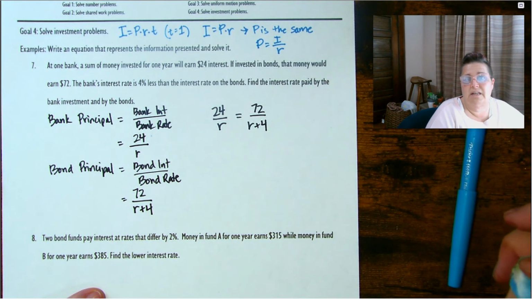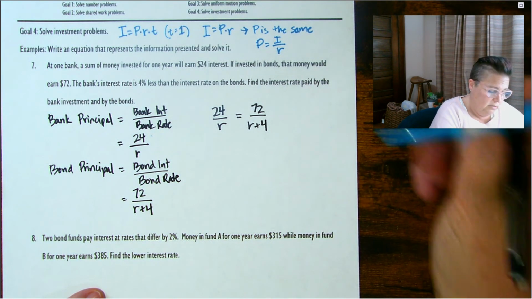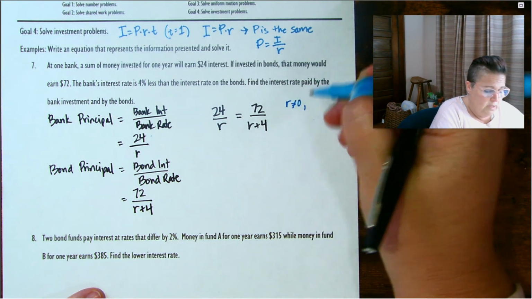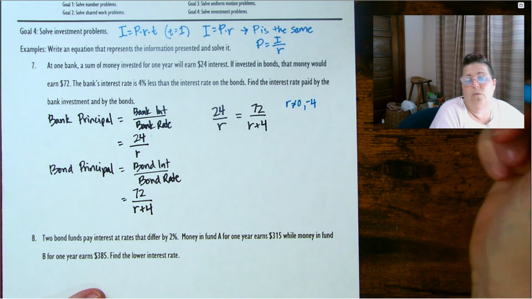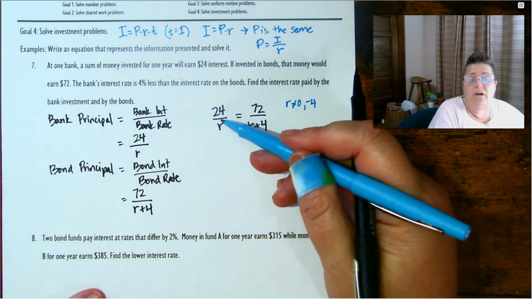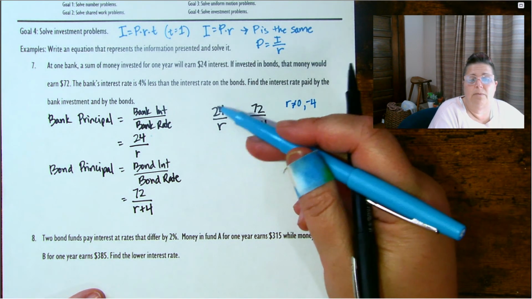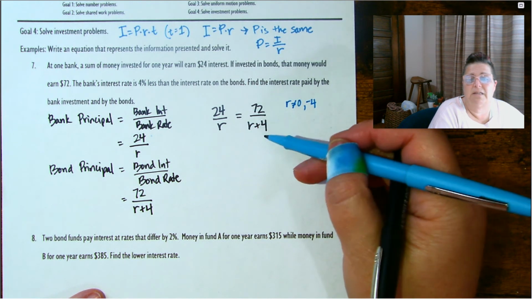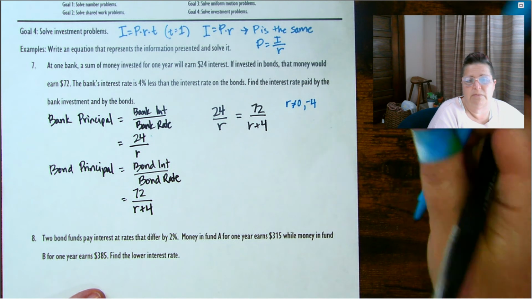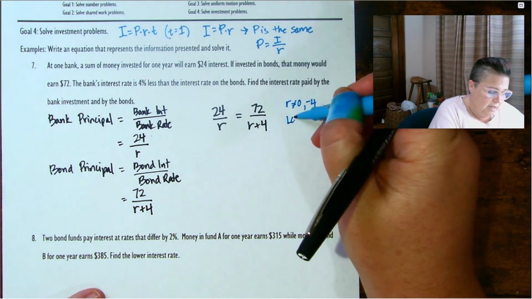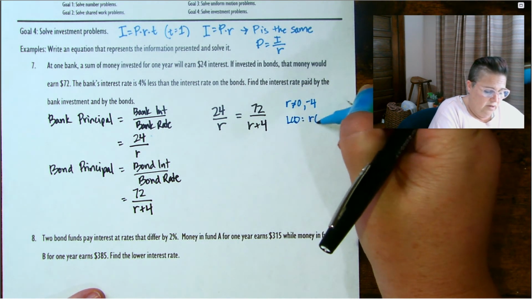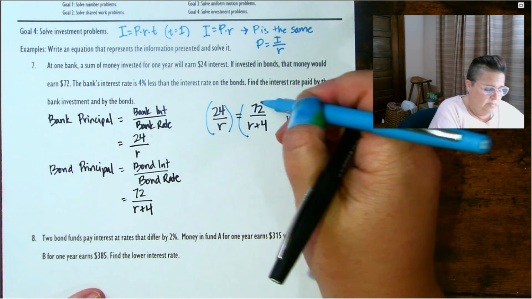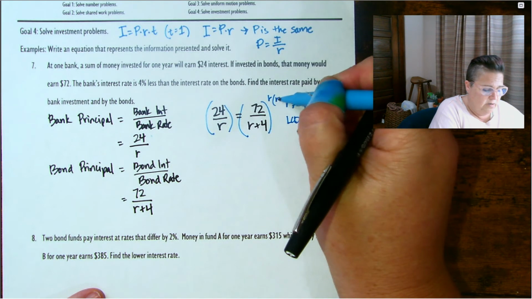This allows us to set up a rational equation, the restrictions for which are R cannot be 0 and R cannot be negative 4. Because if R is 0, that will blow up this problem. And if R is negative 4, that puts a 0 in this denominator and blows up the equation from this side. Our least common denominator is R times R plus 4. And I'm going to use that and multiply both sides by R times R plus 4.